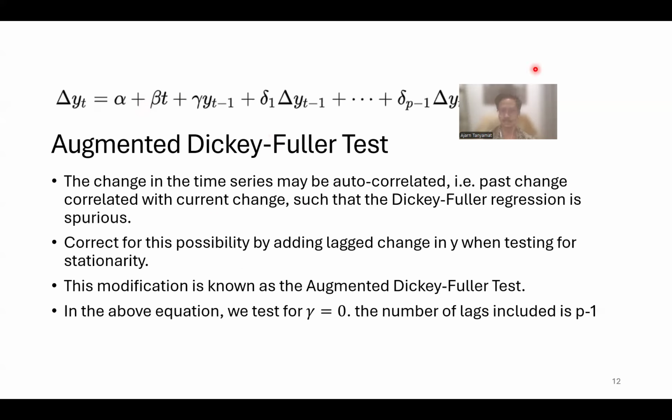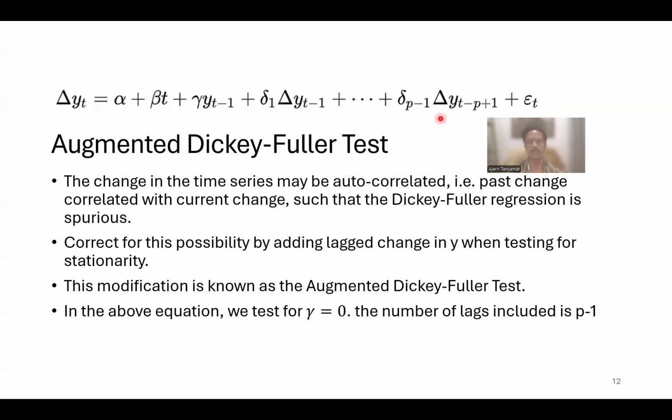But in this case, let's just focus on the lag values of the change in Y, because that's the main thing. In this case, the test for stationarity is gamma equals 0. Gamma is the coefficient in front of Yt minus 1. That's gamma. It looks like a grass blade.